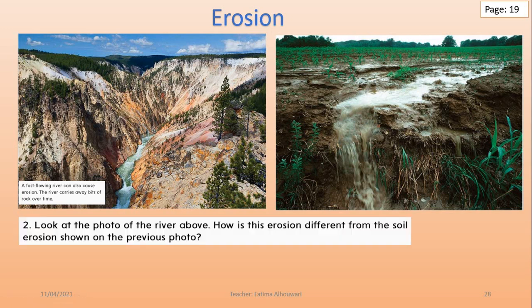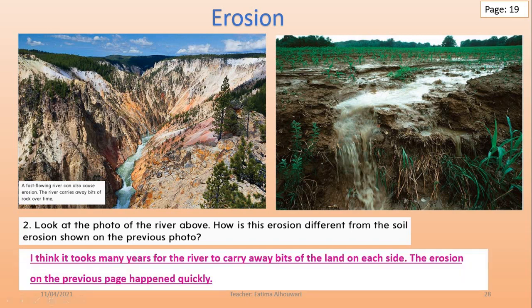Now, what do you think, grade 2? Look at this photo again and think, how is this erosion different from the soil erosion shown here? Yes, it took many years for the river to carry away bits of the land on each side, this side and this side. The erosion on this photo happened quickly.